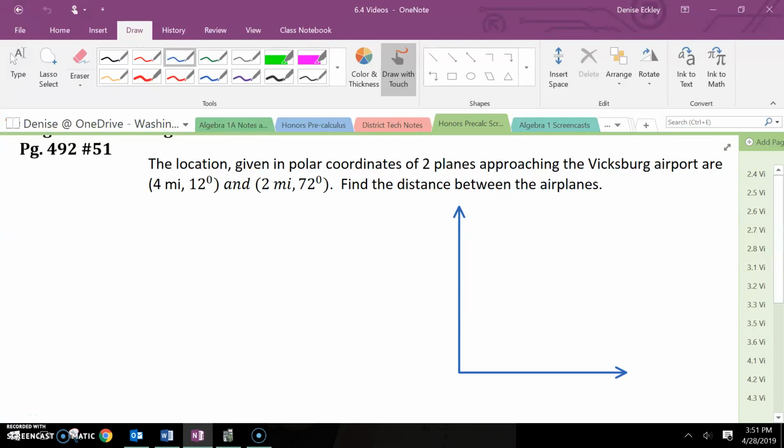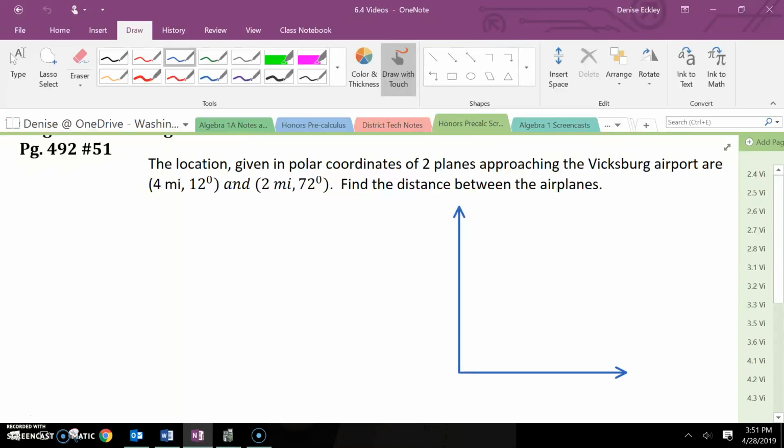Our last example for section 6.4 from page 492, number 51, is an application of polar coordinates. This time we are given the location of two airplanes near Vicksburg Airport in polar coordinates, and we're asked to find the distance between the two planes.